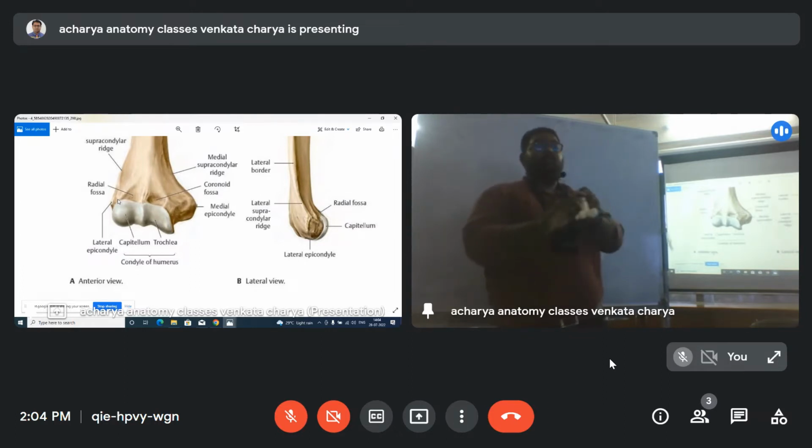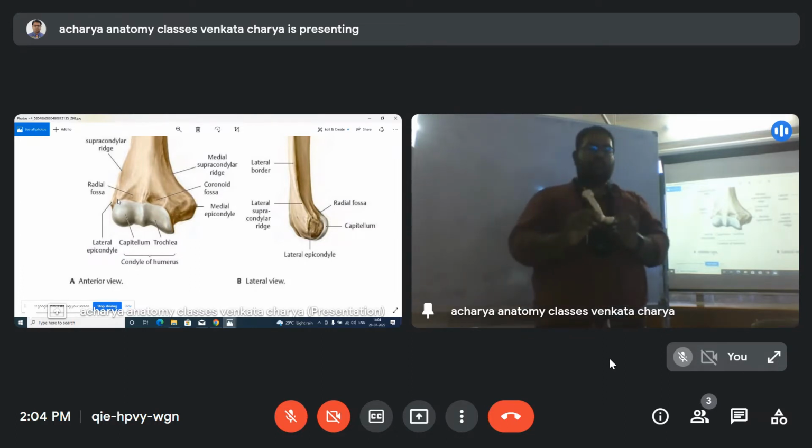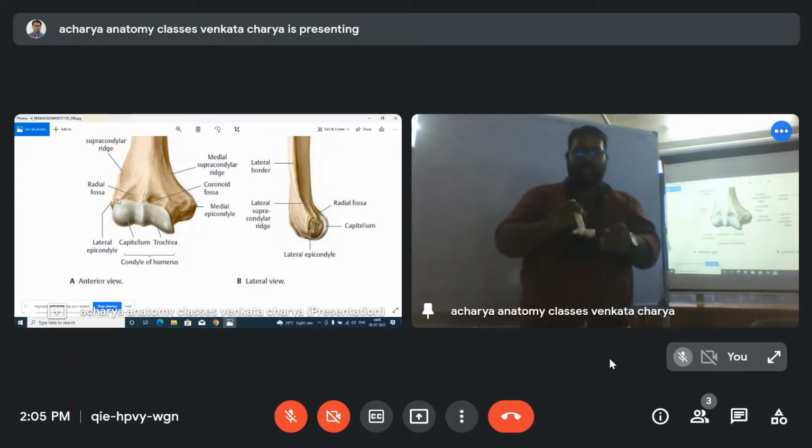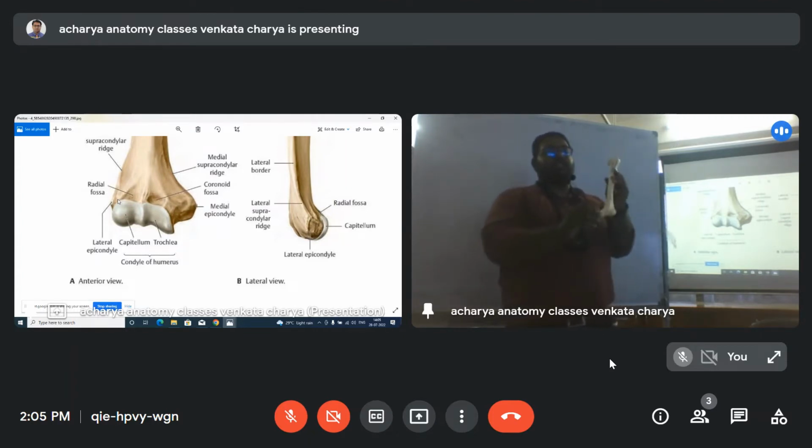So the lower part consists of the medial epicondyle, lateral epicondyle, trochlea, capitulum, olecranon fossa, a depressed area, radial fossa and coronoid fossa. So first we discuss the medial epicondyle.